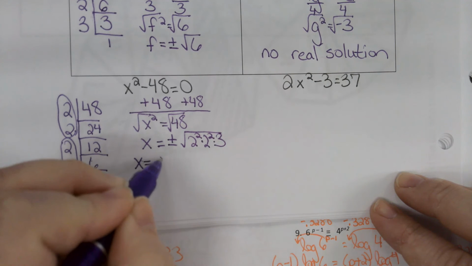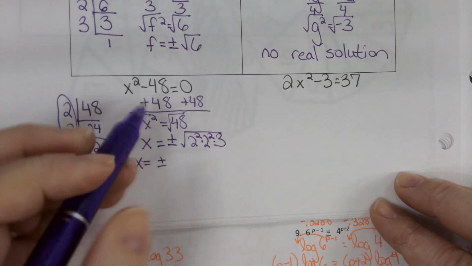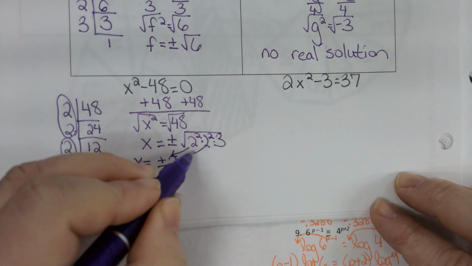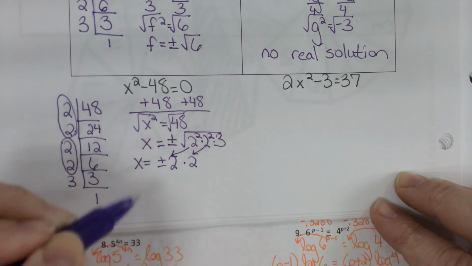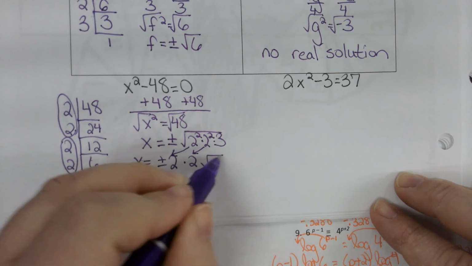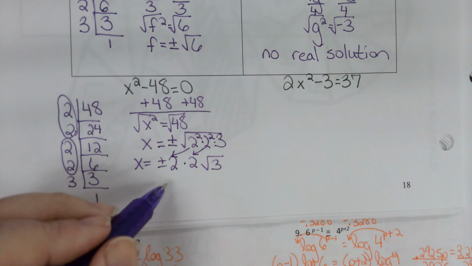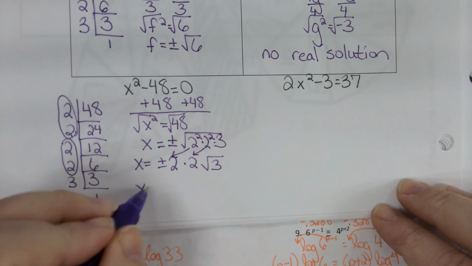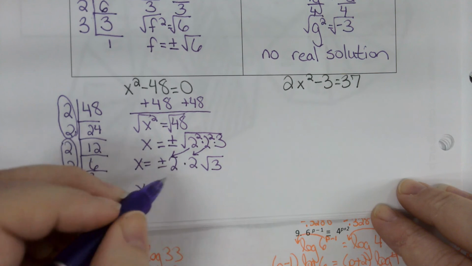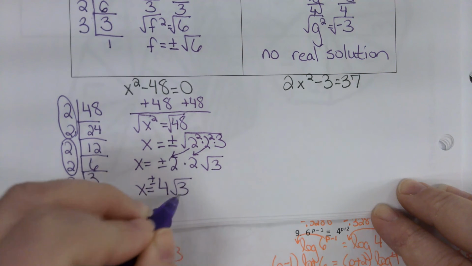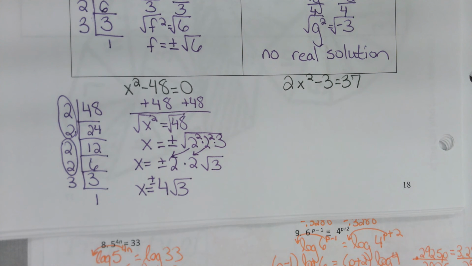And when I take the square root of 2 squared, I have 2. Square root of 2 squared is 2 again. And then the 3 stays over. Notice how the plus or minus goes in front of the problem. 2 times 2 is 4. So plus or minus 4 square roots of 3 is my answer.